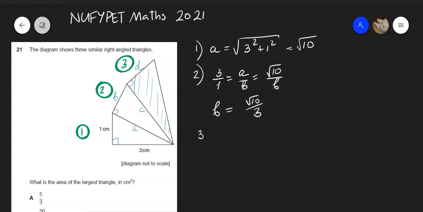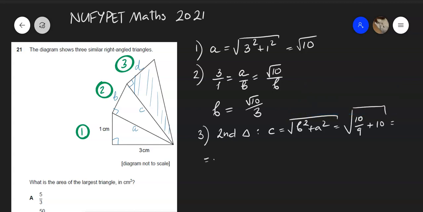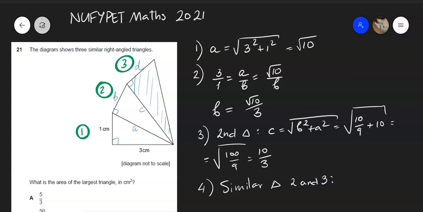Now from the second triangle, we are ready to calculate the hypotenuse C. That's the same as root of B squared plus A squared. And this is equal to the root of 10 over 9 plus 10, which gives me a root of 100 over 9, or 10/3. And again, using these similar triangles 2 and 3, we're going to produce the ratio A over B, which is equivalent to the ratio of C over D.